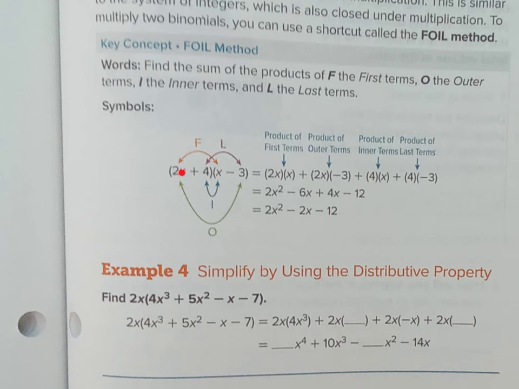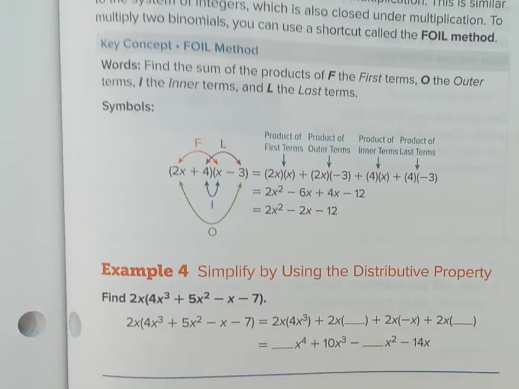I just distribute. 2x times x would be your first terms together. 2x times negative 3 would be your outer, right? They're on the outside. 4 times x, those are the inner ones. They're on the inside. And then the last terms together, 4 times negative 3. And then all you're doing is combining like terms. Okay, so again, this should be review.